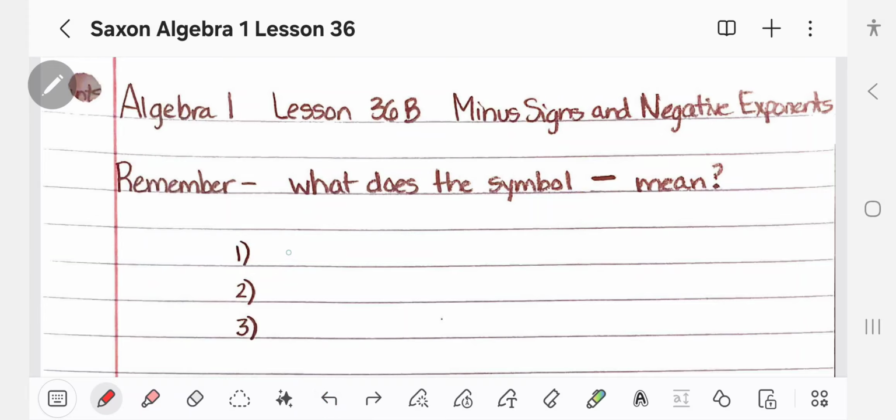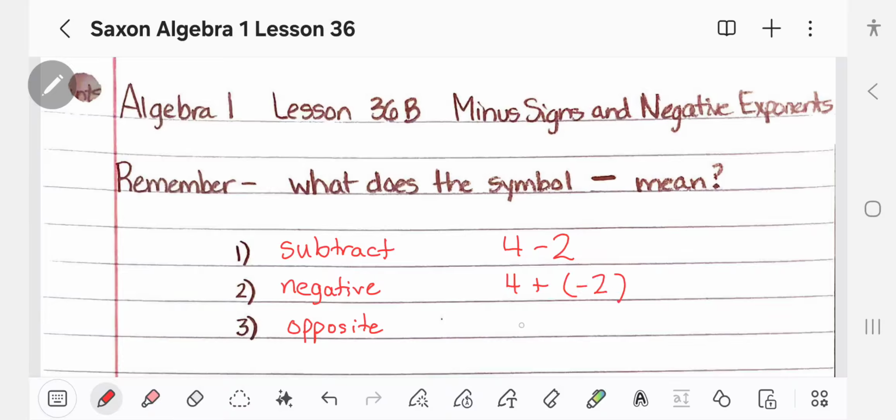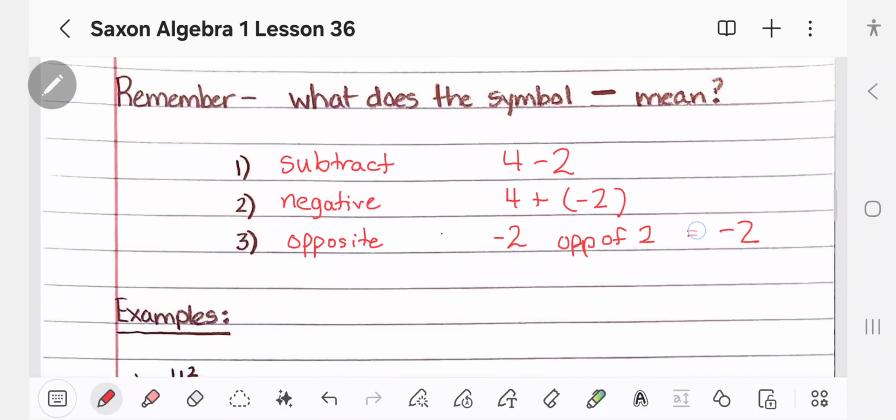We've used it a lot. When you first started using it, you thought of it as a subtract symbol or minus, and we still use it that way. And then you learned that you can use it as a negative when you had need for negative numbers. And then you've learned recently that it can be thought of as the opposite. And really all of these kind of mean the same thing, right? If I have 4 minus 2, that's the same thing as 4 plus a negative 2. And if I'm talking about a negative 2, I'm really saying the opposite of 2, which is negative 2. So they're shades of the same meaning, right?